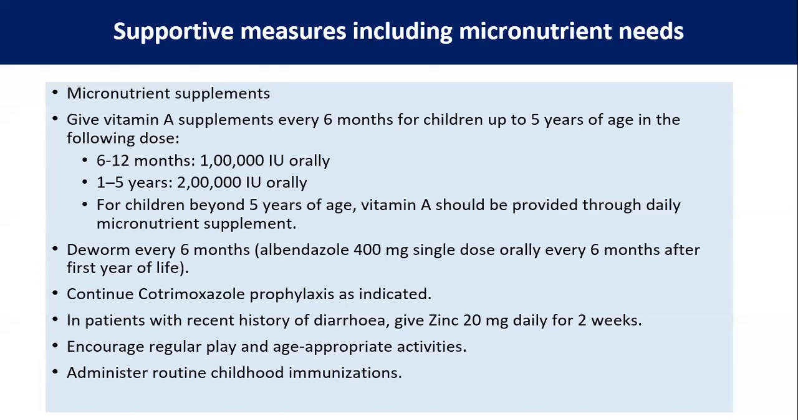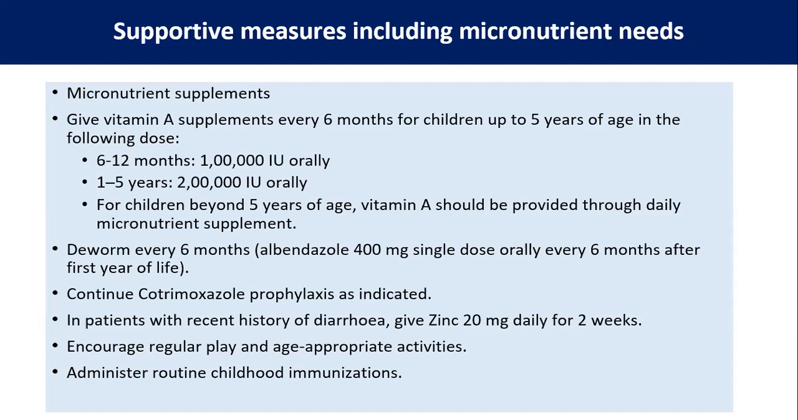Then along with this calorie, we also need to provide micronutrient supplements, say vitamins. Vitamin A supplements have to be given every 6 months for children up to 5 years of age. For 6 to 12 months old CLHIV, it is 1 lakh international unit orally. And for 1 year to 5 years, it is 2 lakh international unit orally. For children beyond 5 years of age, vitamin A should be provided through daily micronutrient supplement. Whatever micronutrient supplement, multivitamins are available in the hospital, that can be given.